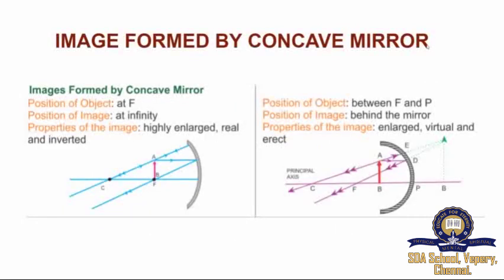Next we will see the images formed by concave mirror. If the position of object is at F, then the position of image is at infinity. Then the properties of the image is highly enlarged, real and inverted. Then the position of object is between F and P. The position of image is behind the mirror. Then the properties of image is enlarged, virtual and erect.